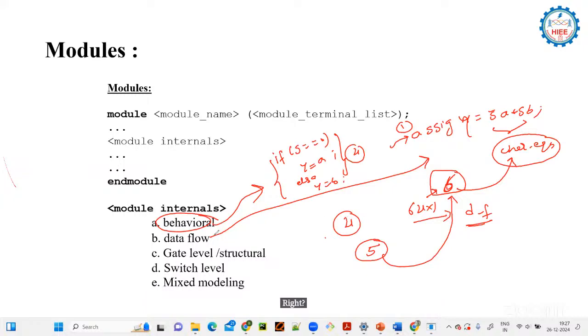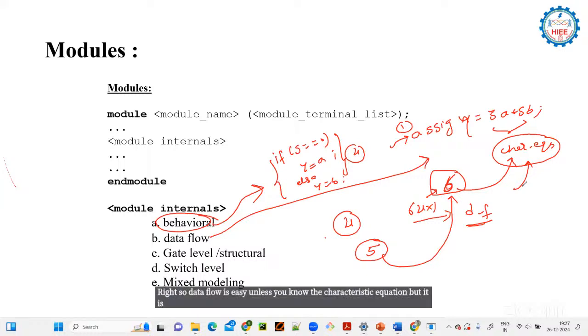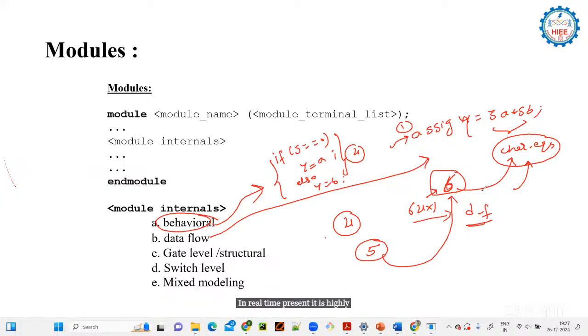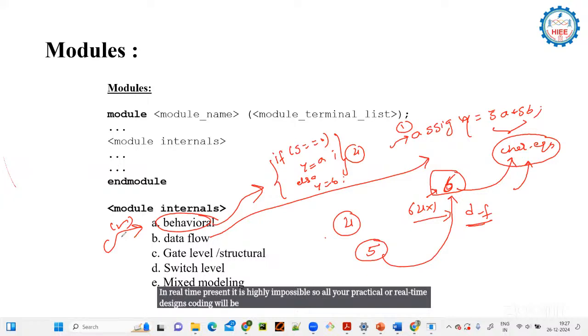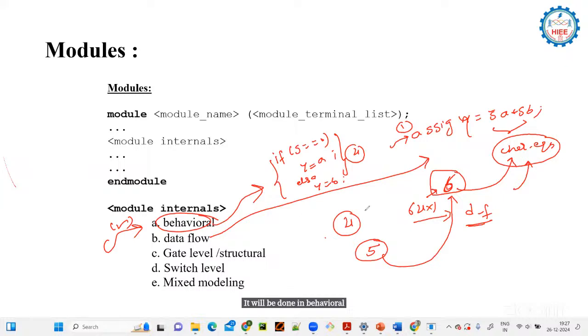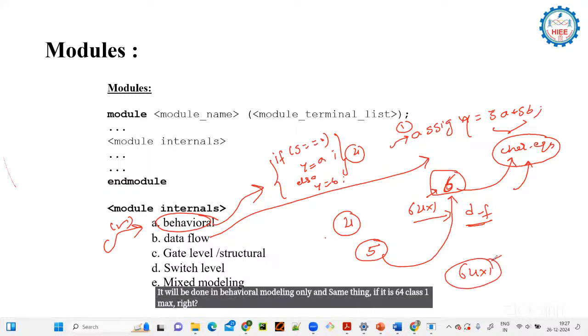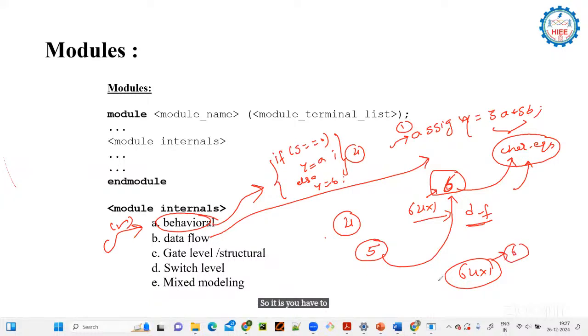So data flow is easy only if you know the characteristic equation, but you do not always know it in real-time design. In real-time design it is highly impossible. So all your practical or real-time designs will be done in behavioral modeling only. And the same thing, for a 64 cross 1 mux, you have to solve a 6 variable k-map, but there is no such thing required in behavioral modeling.